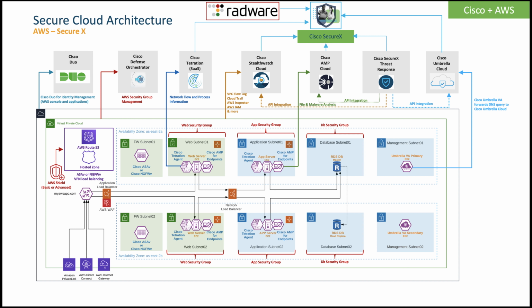Everything is done using API, so you can add various modules into Cisco SecureX, and you can get detailed information on SecureX as well. So the complete architecture was discussed in Cisco CVD, and you will find all the implementation steps, testing and validation done on this architecture in our AWS CVD.